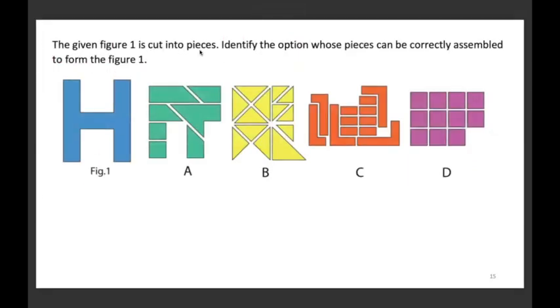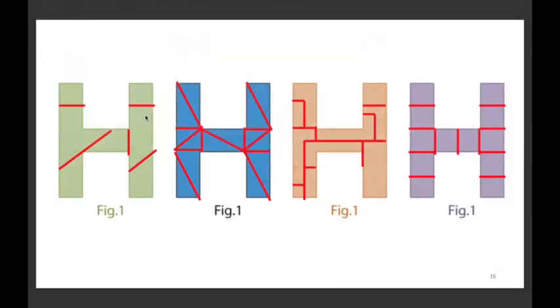The given figure 1 is cut into pieces. You have to identify the option whose pieces can be correctly assembled to form the figure 1. Here, in this case, we are given this piece and then we are breaking it into pieces. Which of these piece assembly will resemble this figure 1? So this is how the options happen. This is A, this is B pieces, this is the pieces shown in C, and this is the pieces shown in D. In case of option D, we are actually missing one square, so that's why D is not possible.